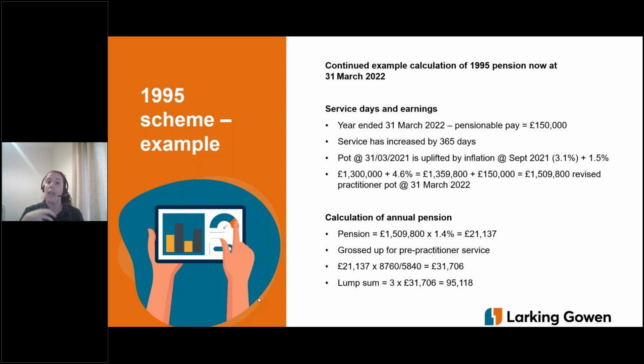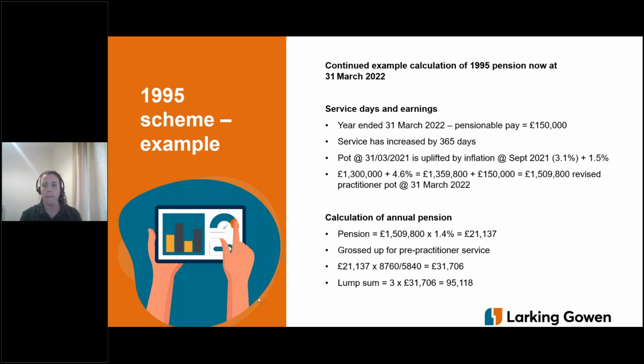We then add on the extra pensionable pay that they have earned. So the 1.3 at March 21 becomes £1,509,800 at March 2022. So we go through the same practice again. We take the 1.4%, which was 21,137. We still gross up for this pre-practitioner service.